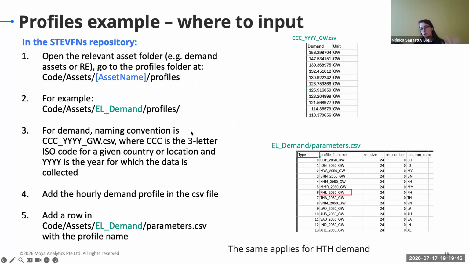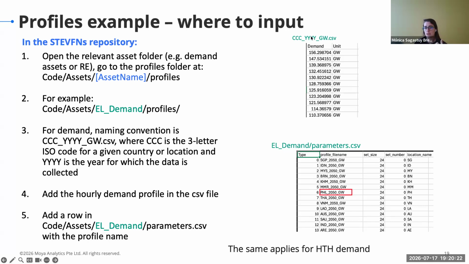Finally, this last resource, going back to where to link this into Stevens directly. In the Stevens repository, we have the assets. Some assets have a profiles folder, and that's where this hourly data will go. In this example, for electricity demand and the profiles folder, we can have files that are named, the CCC here is the country code, so the 3-letter country code, as we saw in the electricity demand data set.